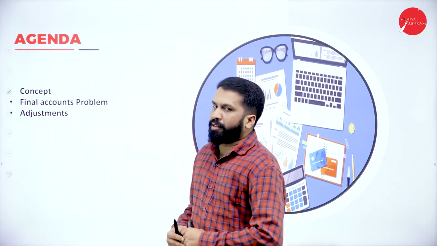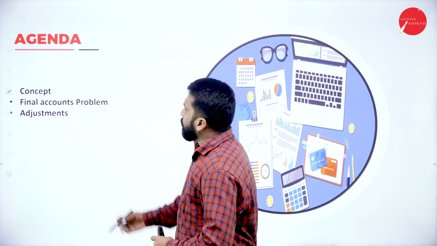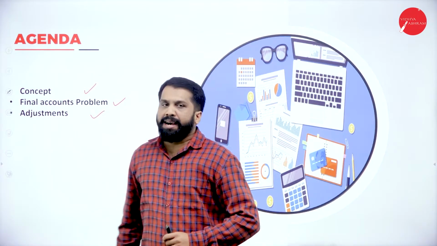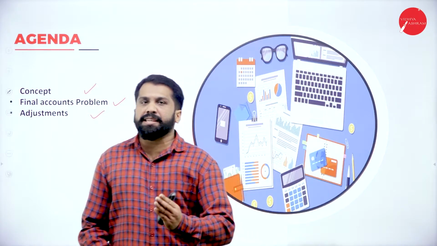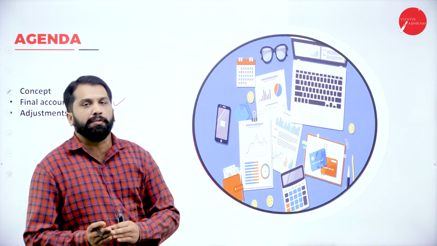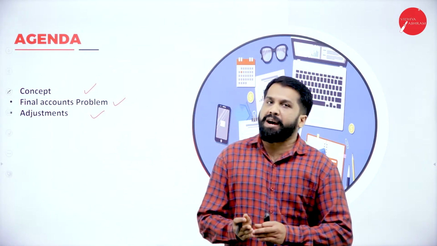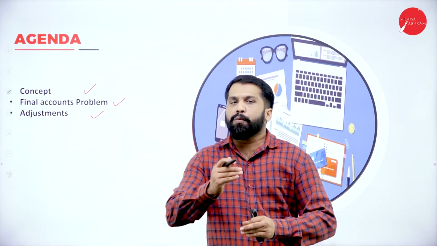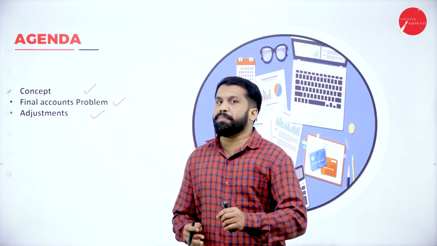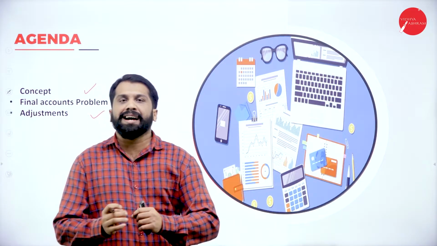The agenda for the day is very simple. We will be doing concept, your final account problem as well as adjustment. There are three things we are supposed to do in today's session. Concept we do along with your problem. Then adjustment, it is a part of your problem. Once we are done with your table, or else we call it as trial balance, we'll go for adjustment.